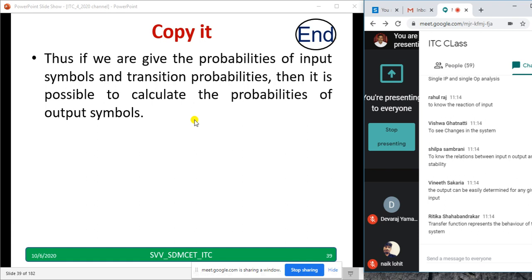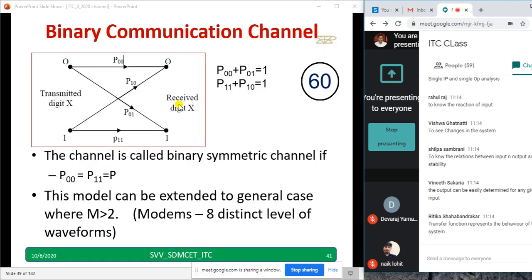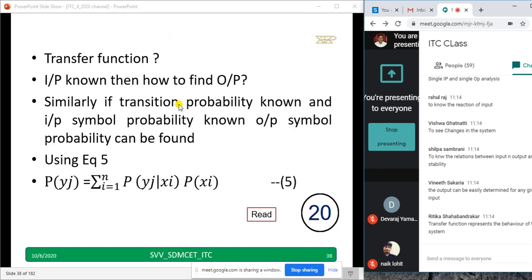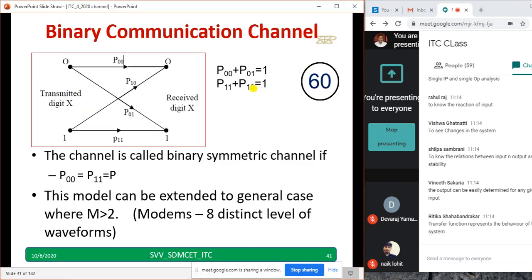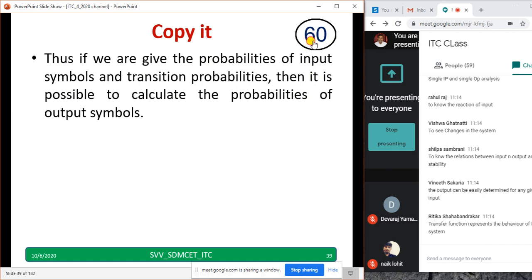Why impulse response? You have studied. Why not sine response? Anybody? You can unmute and you can tell, no problem. I'll wait for another 10 seconds. Otherwise, we'll go to the next chapter.